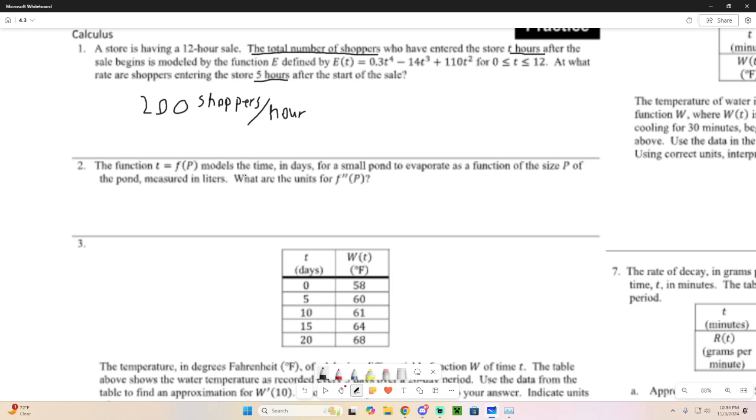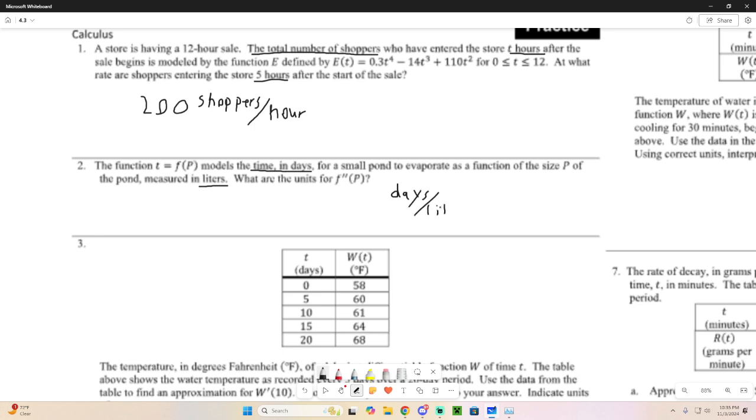So now, first let's find our independent and dependent. Our independent is what's in the parentheses, so the p, and we see that p represents the liters of the pond. That's our independent variable. Our dependent variable is what the function represents, which is the time in days. So it's going to be our dependent per our independent, so days per liter. I'm just going to write that down, days per liter.